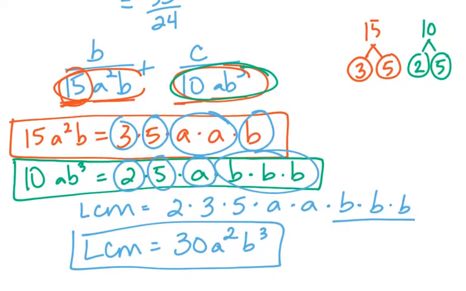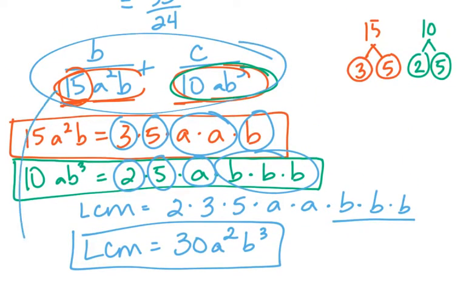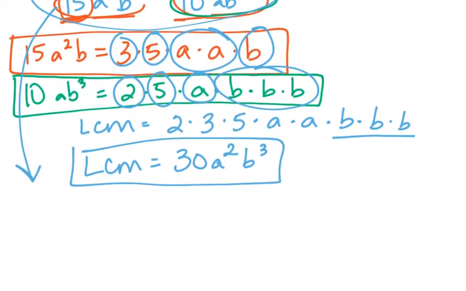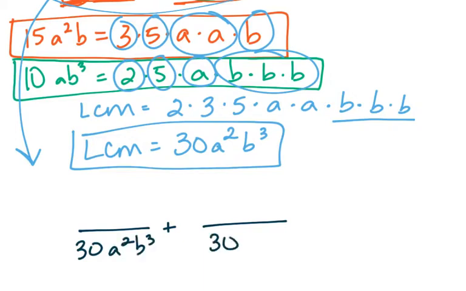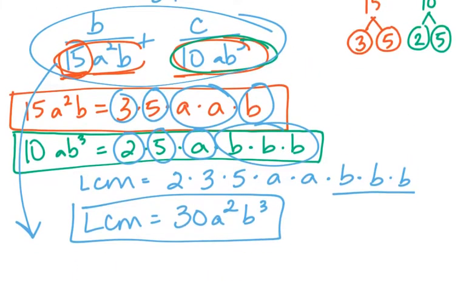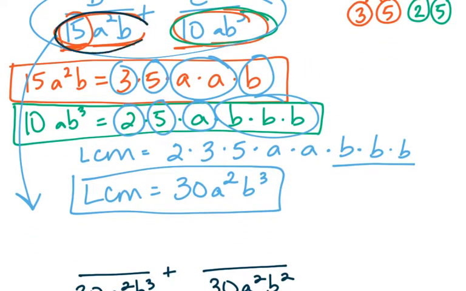So to solve this problem we had above, I'm going to rewrite it below. I'm just going to start out by writing our new common denominators for each one. And I'll scroll back up. So we started in the first problem with 15a squared b.